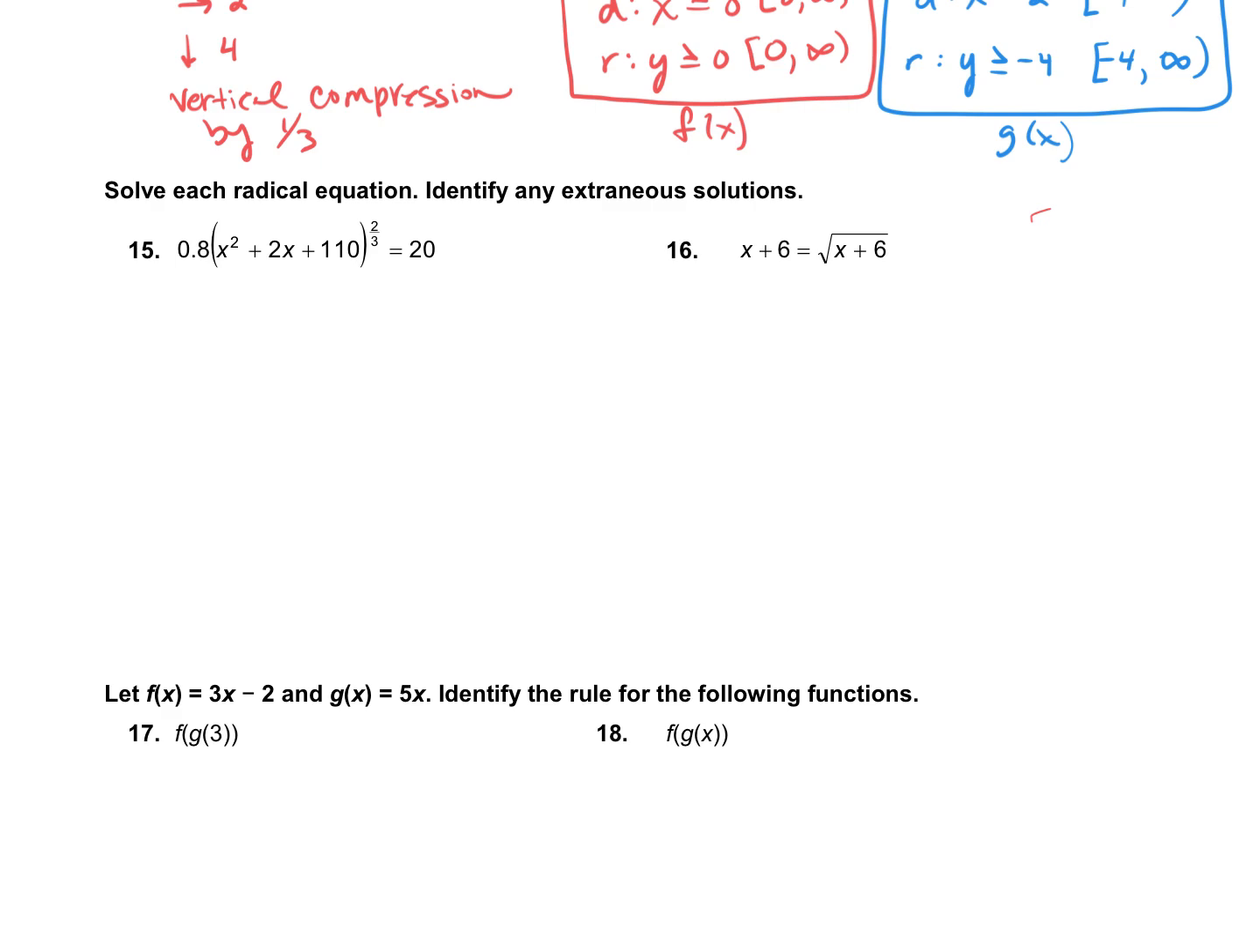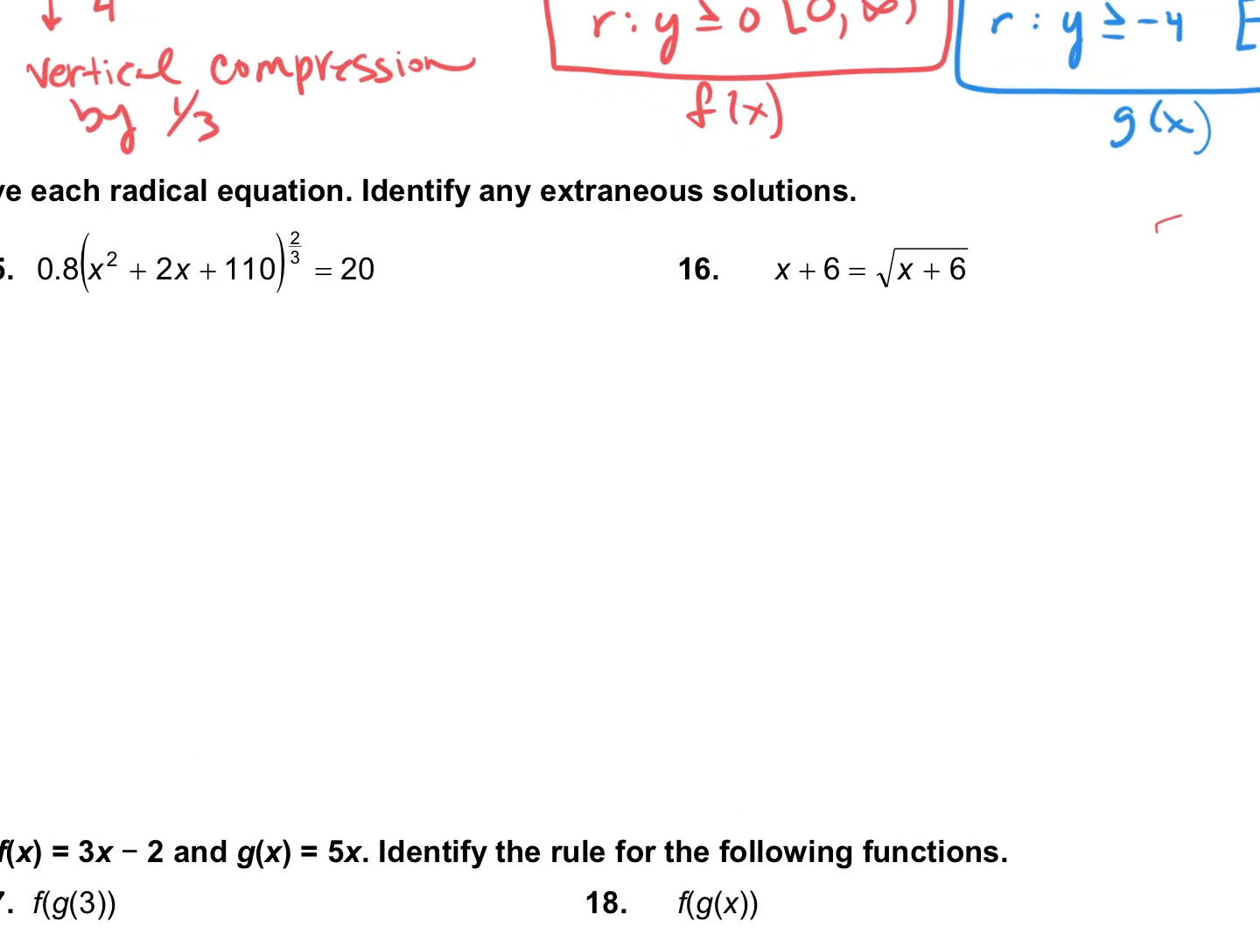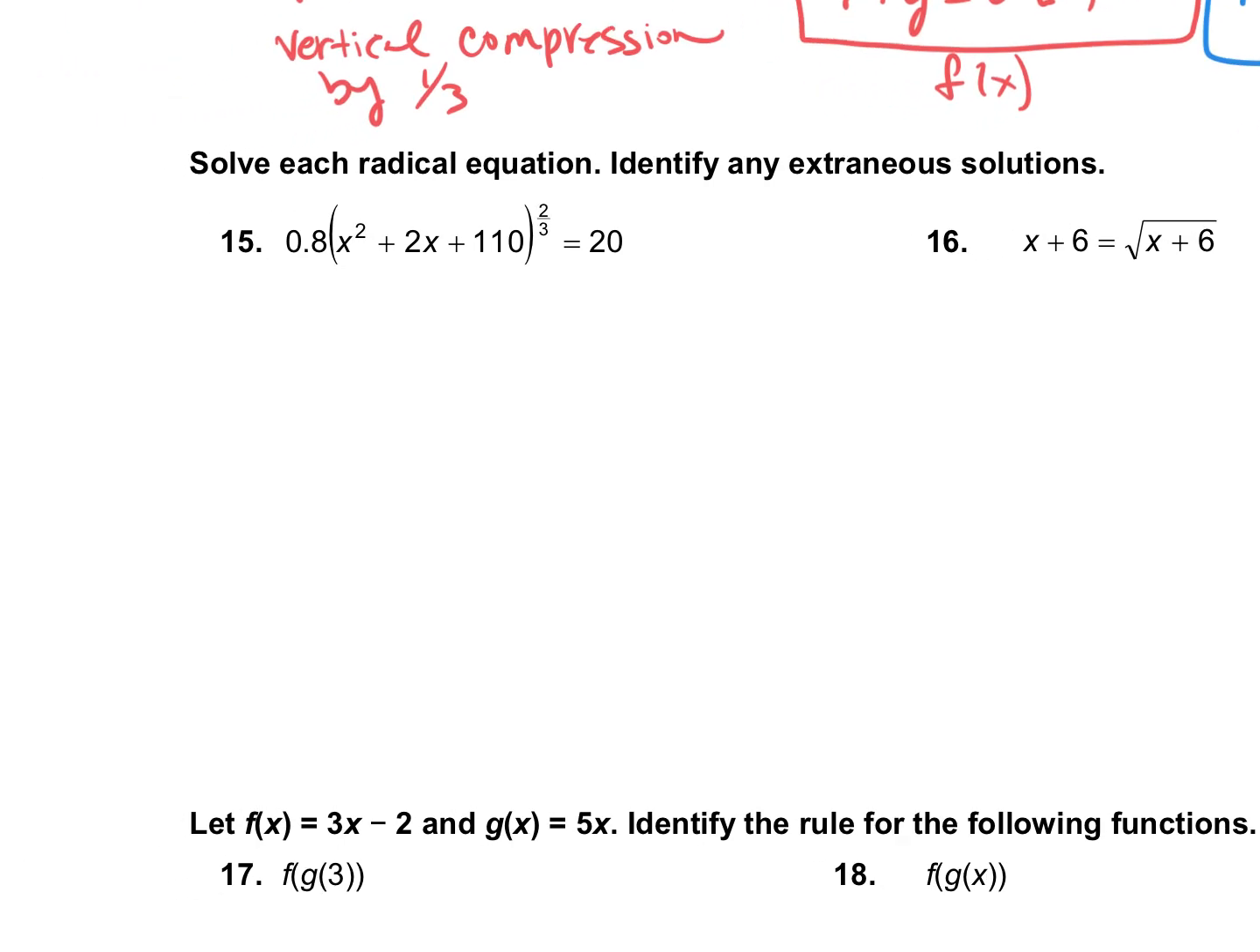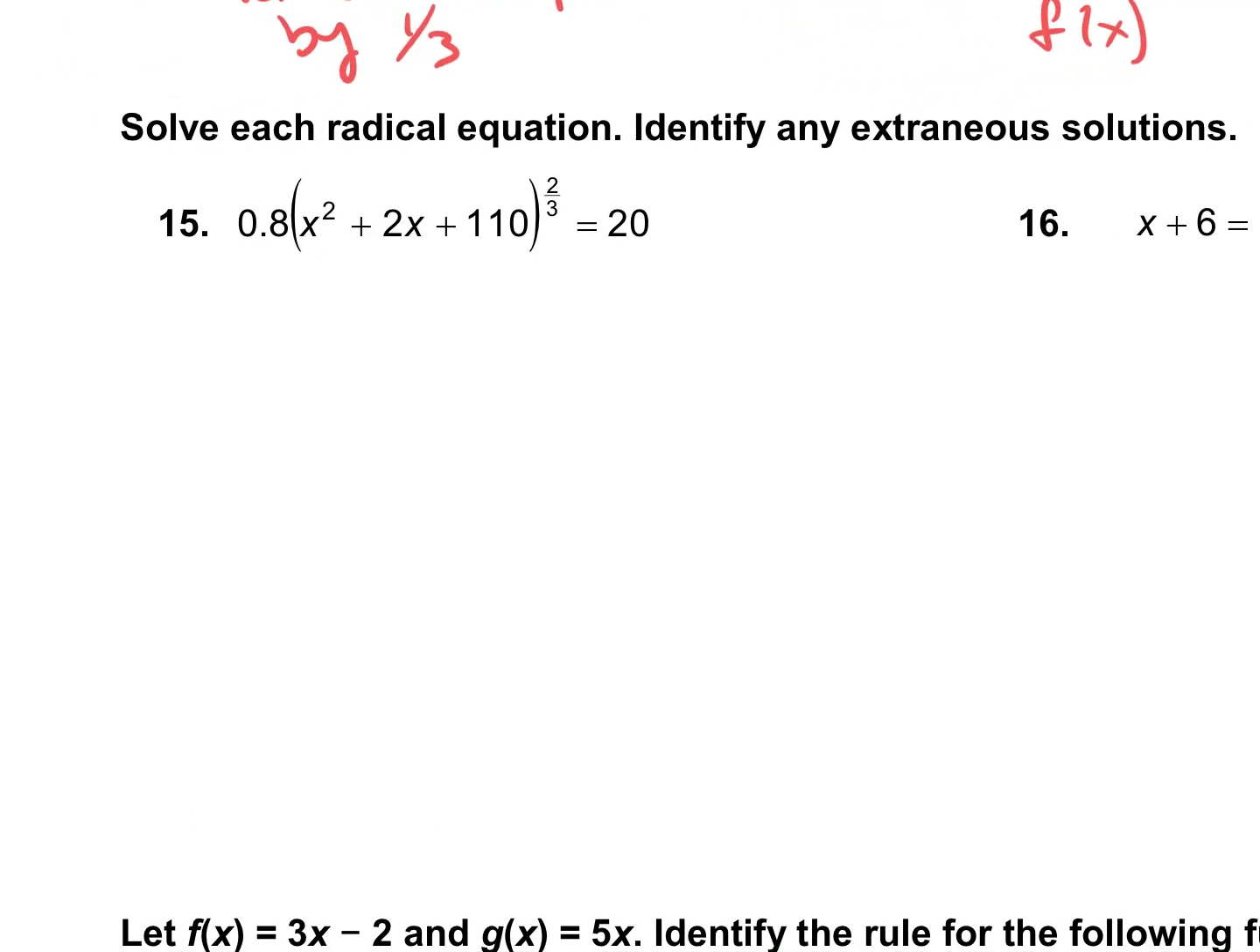So for number 15, let me zoom in a little bit on this one. What I notice is we have this whole thing in parentheses being raised to the 2/3 power. There's a rational exponent. That's why it's in this unit. But we've got this 0.8 outside. We have to get to the x's because we're solving for x. It's locked down by a 2/3. We can deal with the 2/3 after we take care of this 0.8.